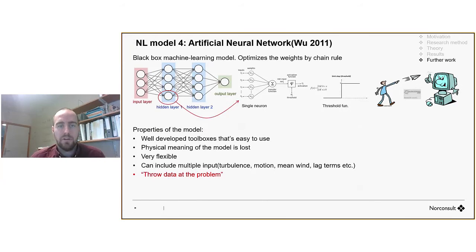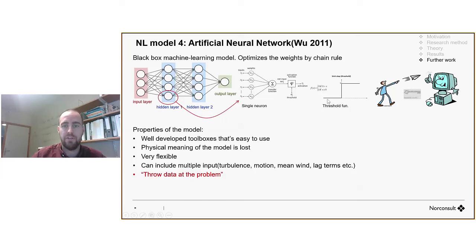And the last model I'm going to show you is an artificial neural network model. It's the black box machine learning model that's very popular these days. The architecture is you have an input layer with nodes, and then you have connections through a number of hidden layers, which then lead to an output layer. If you zoom in on one single neuron, you see that you have a lot of weights going into a transfer function.